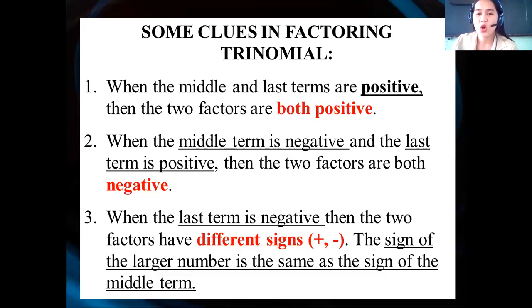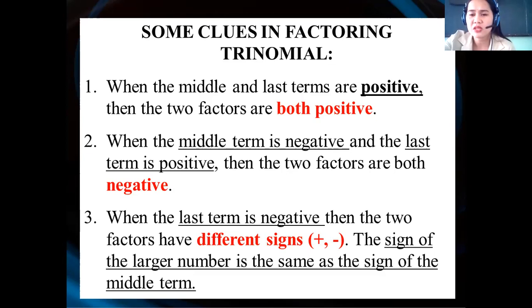First, when the middle term and last term are positive, then the two factors are both positive. Ano ibig sabihin yan? Ano yung ibig sabihin ng middle term and last term? Yung nasa gitnang term at yung nasa hulihang term, pag positive yan pareho, then yung factors mo ay puro positive din. Next, for number 2, when the middle term is negative and the last term is positive, then the two factors are both negative. So ano ibig sabihin nito?